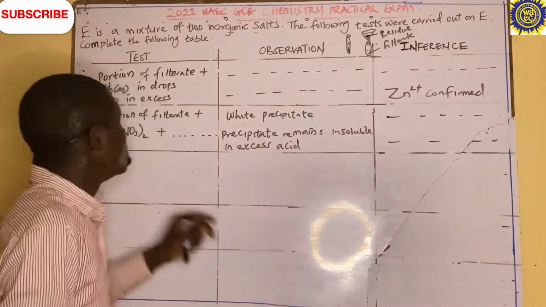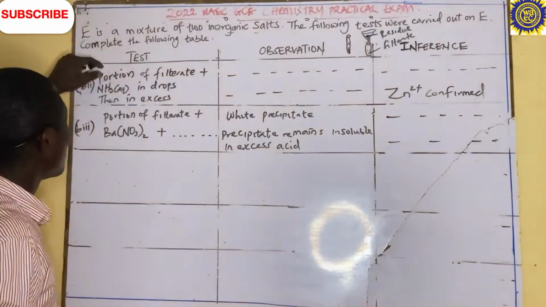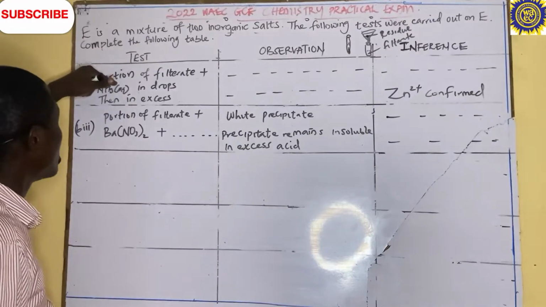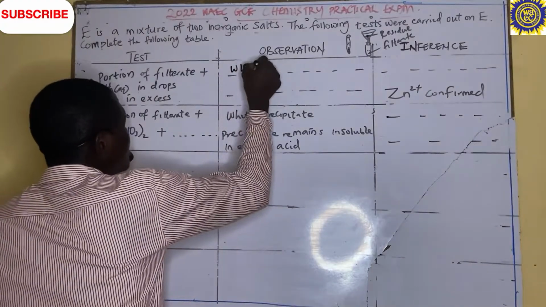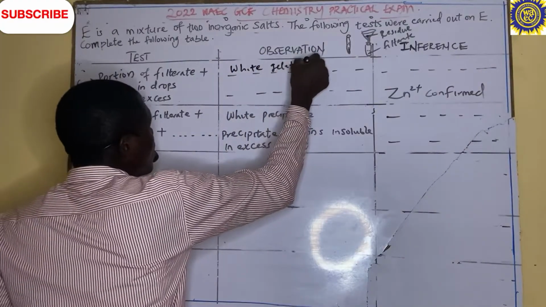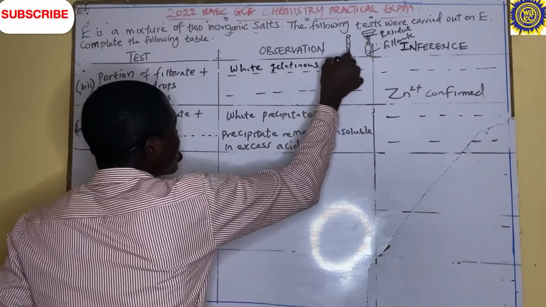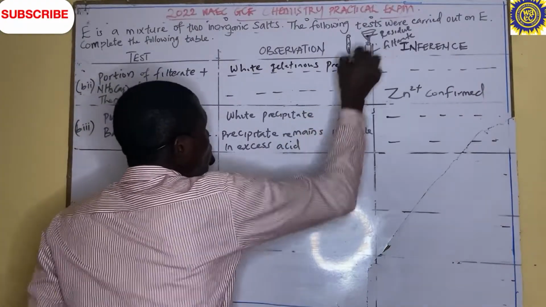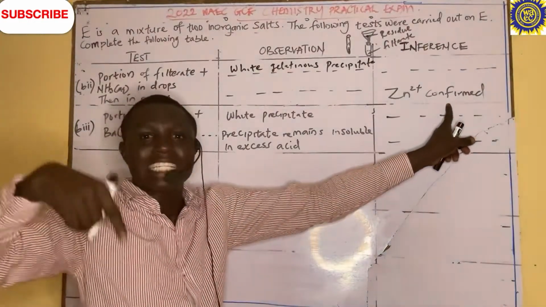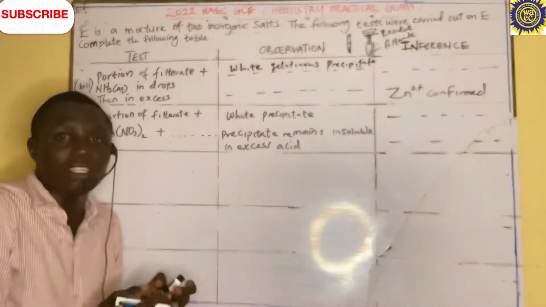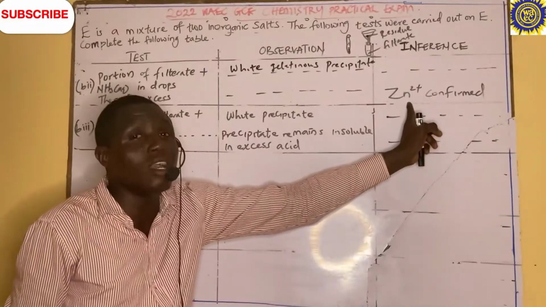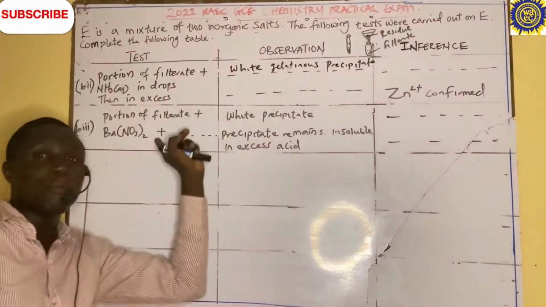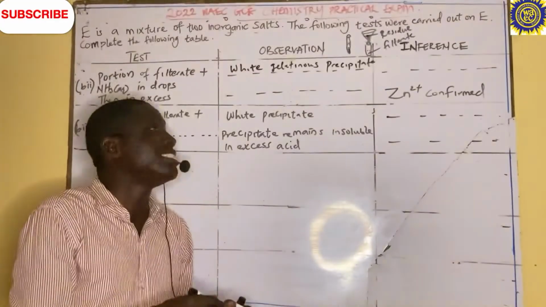Please know that. Now what I'm going to write here, I'm going to say, okay, portion of the filtrate plus aqueous ammonia in drops, you are going to see white gelatinous precipitate. Why? Because we are told that zinc is confirmed here, and the characteristic of zinc, when you add aqueous ammonia in drops, is that it gives you white gelatinous precipitate. A solution containing zinc ion, when you add ammonia to it, you are going to see white gelatinous precipitate.